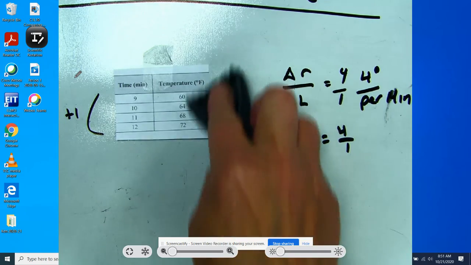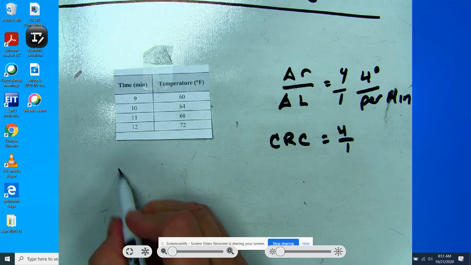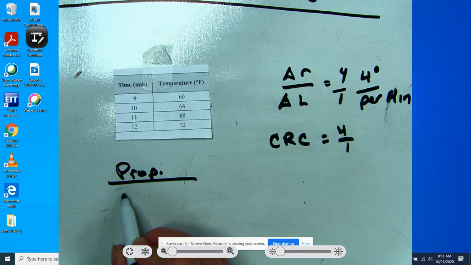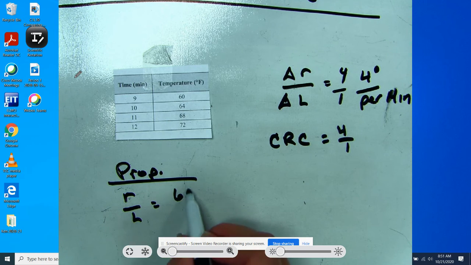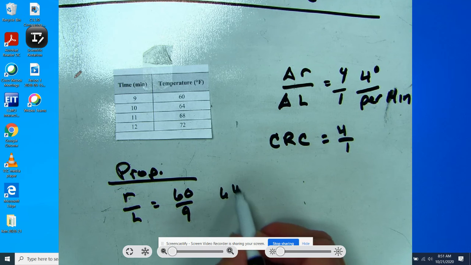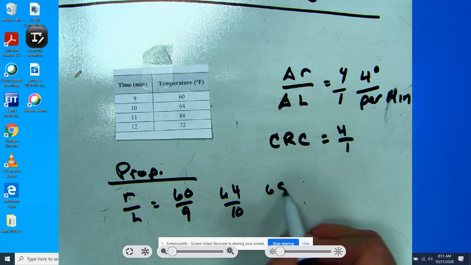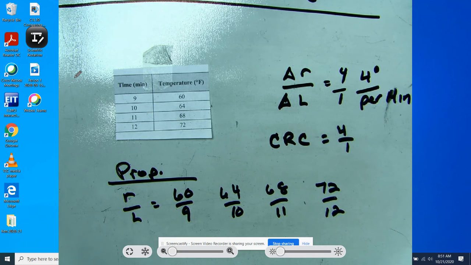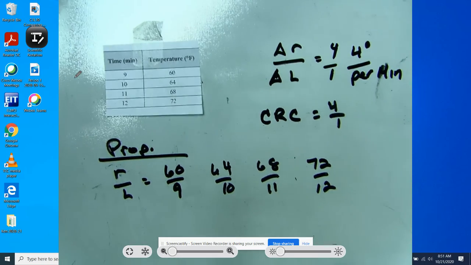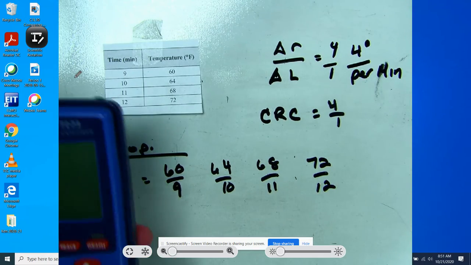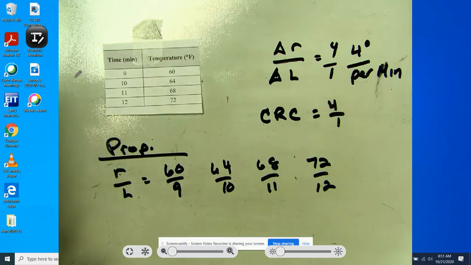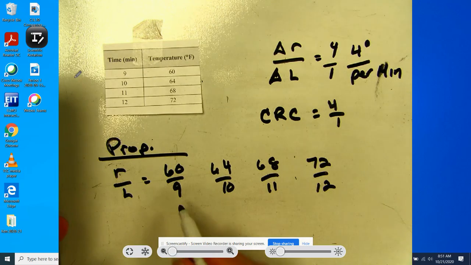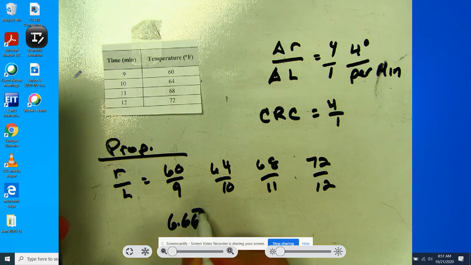Now to see if it's proportional, we're going to make fractions. So we're going to go right over left again. So we're going to go 60 over 9, 64 over 10, 68 over 11, and 72 over 12. Now, if the first one is equal, we keep going. If it's not, then we're done. So we've got our little calculator here, and we are going to divide 60 divided by 9 equals. So this is going to be 6.66 repeating.